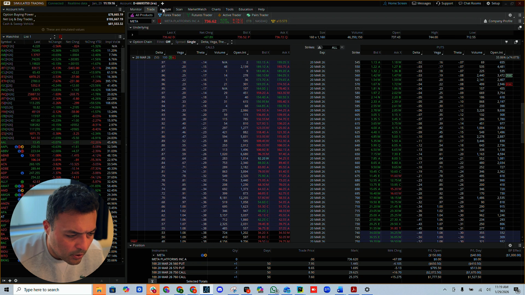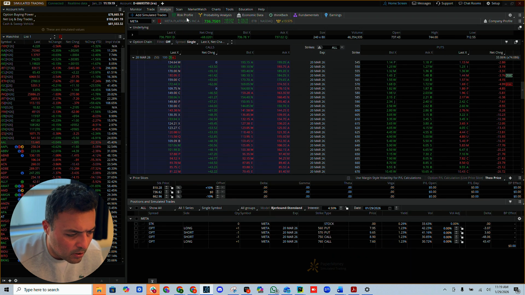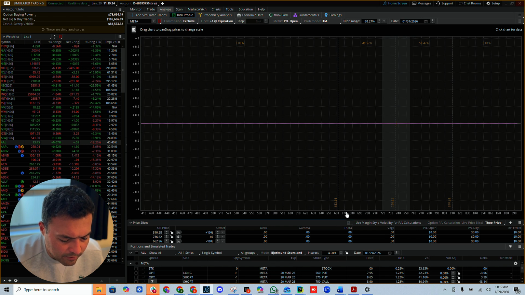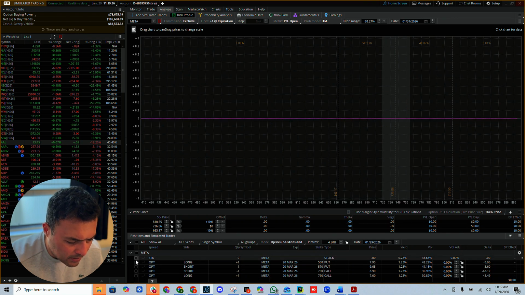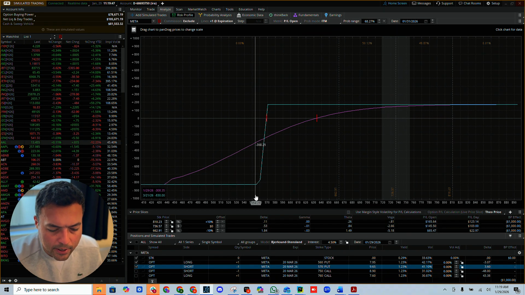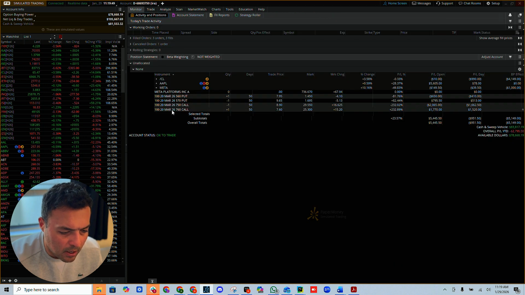The put spread max profit, let me analyze the trade. Let me show you the put spread max profit. So I am going to select just the put side. Okay. So the put side max profit was 170. How much has come in? 145 has already come in. So almost max profit has come in on the put side.